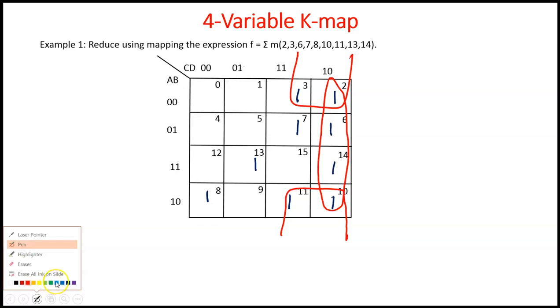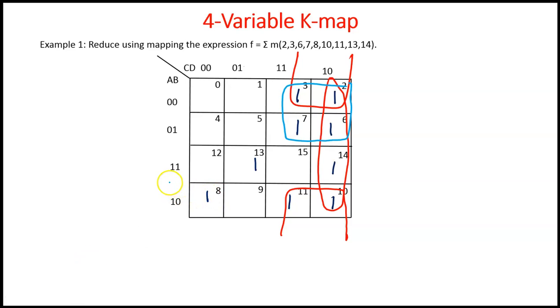Now the next one, this one is left out, so we can make these four another grouping. And again we can make this adjacent and this adjacent one grouping. Finally, this one is left out, so no other option, this is a single grouping. Clear, all of you? So this 2, 3 and 10, 11 is one set of grouping. This 2, 3 and 6, 7 is the second set. This 2, 6, 14 and 10 is the third set. This 8 and 10 is another set of grouping. And finally, this is the single grouping.